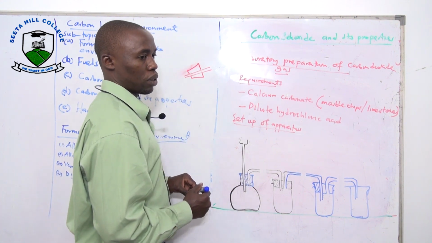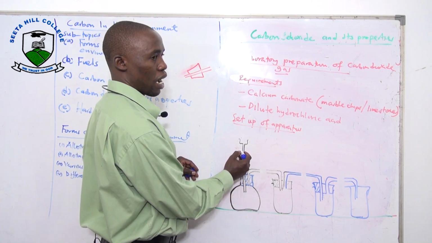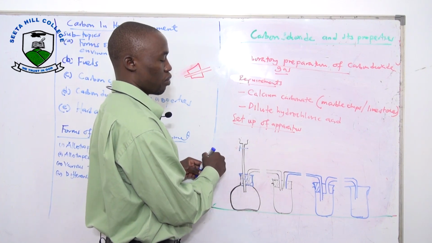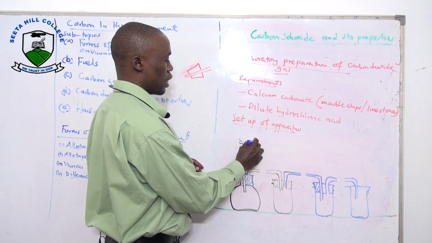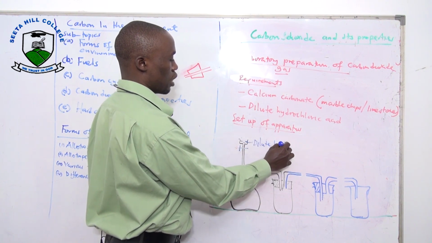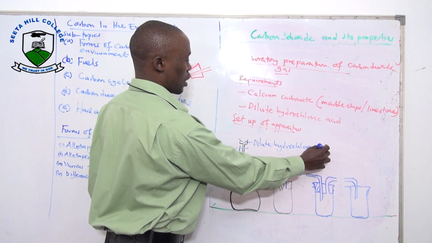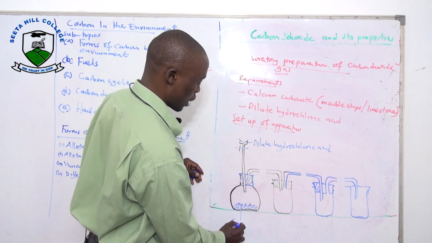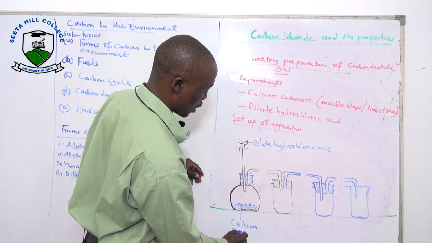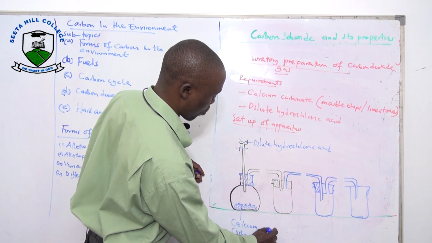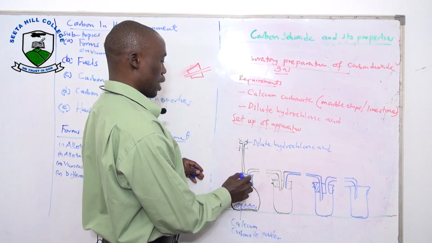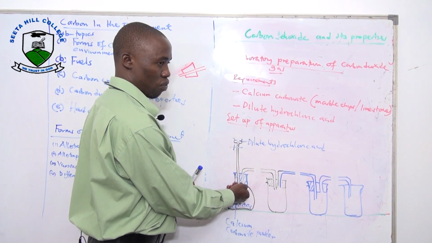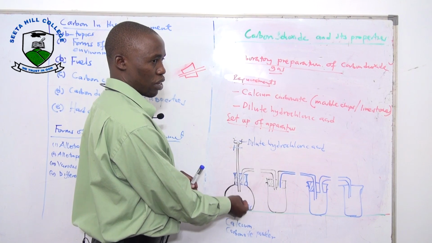Now look here. There are some funnels which have a tap and some which don't have a tap. Some have a tap here where we regulate the acid. At this point we add dilute hydrochloric acid. Then inside here we put calcium carbonate powder. Then this delivery tube goes inside here. It hangs at the end of the cork to allow the gas to leave.